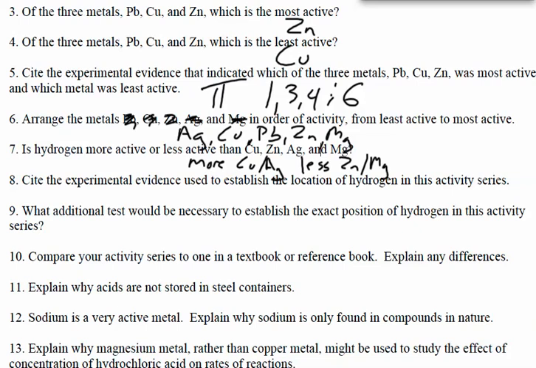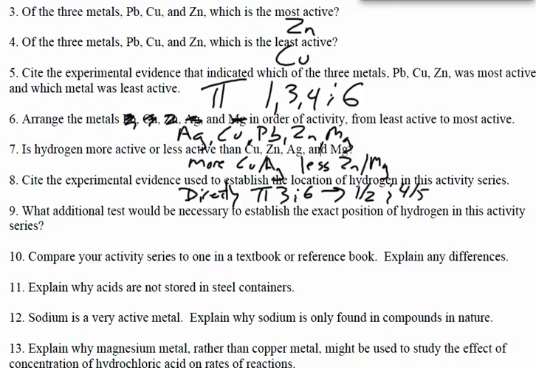Okay, so experimental evidence established the location of hydrogen. In test tube 3, you had hydrogen more active than copper. In test tube 6, you had zinc more active than hydrogen. And when you compare test tubes 1 and 2 with test tube 3, those are your copper placements, and then 4, 5, and 6, those are your zinc placements. That gives you an idea exactly where hydrogen is. So directly, you could compare test tubes 3 and 6, and then use that evidence along with 1 and 2, and 4 and 5.